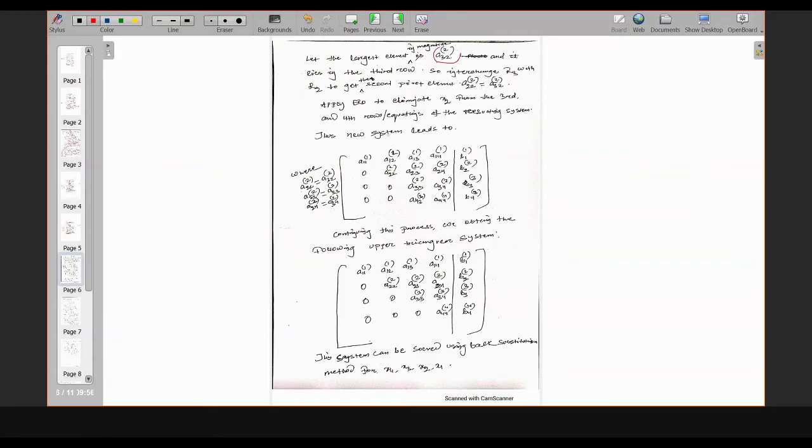Let us assume that the largest element in the second column is A32. You can see here it is written as A32, and it lies in the third row, because the first index represents the row number and the second index represents the column number. So from this A32 we can understand that this element lies in the third row.